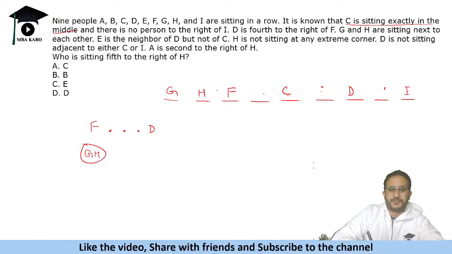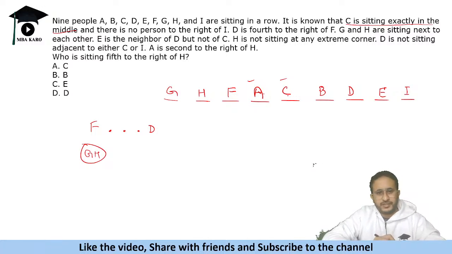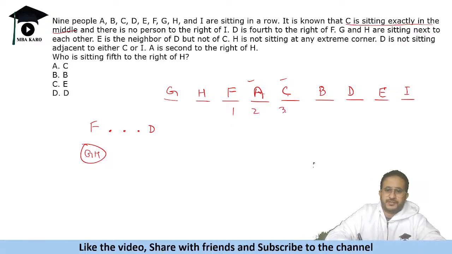Now who is left? We are left with three people, in fact. A is second to the right of H. So this is A. And let's check the last statement. E is the neighbor of D but not of C. So what is left? A, B is left I guess. So this is B. And C, D, E, F, G, H, I. Is this the arrangement that you are getting of these nine people? Simple arrangement. Okay? Fifth to the right of H. First, second, third, fourth, fifth. So the answer is D.